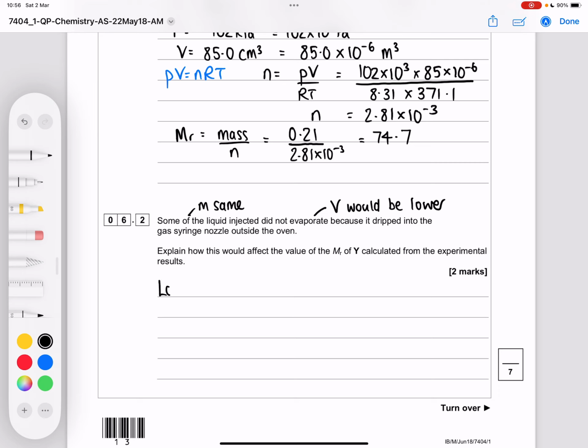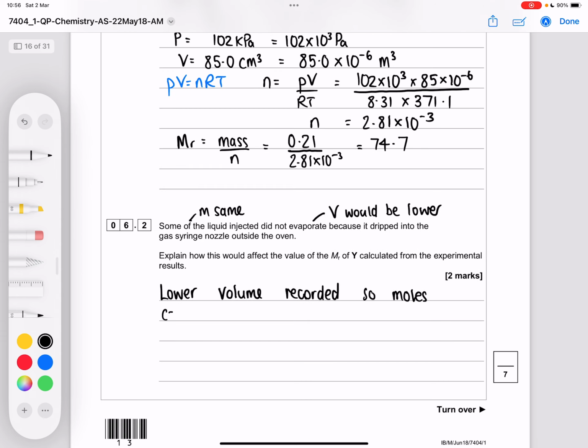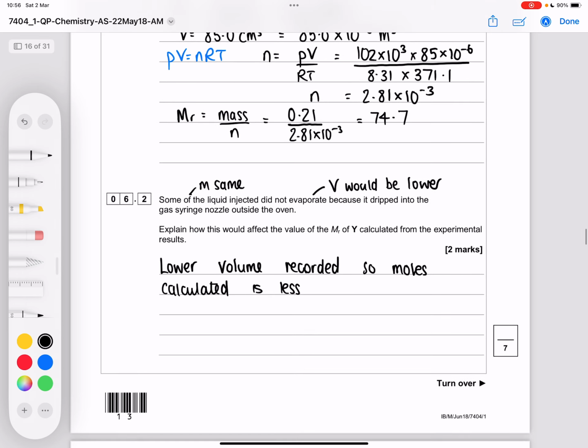Okay, so because less of it evaporated, we get a lower volume recorded. Now, if you look at where volume was in our calculation, it was on the top line. So moles calculated is less. How does that affect the Mr if the mass is the same? Moles is on the bottom, and it's less, so the Mr would increase.